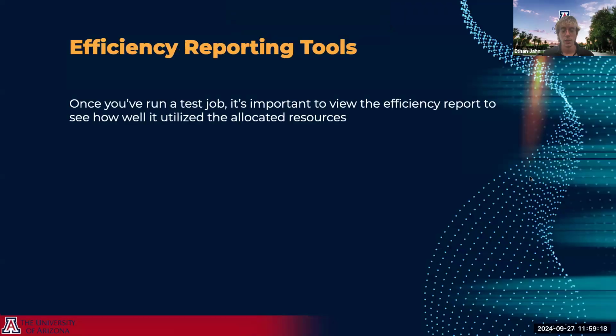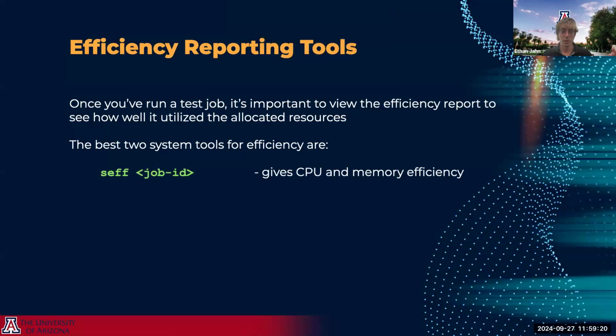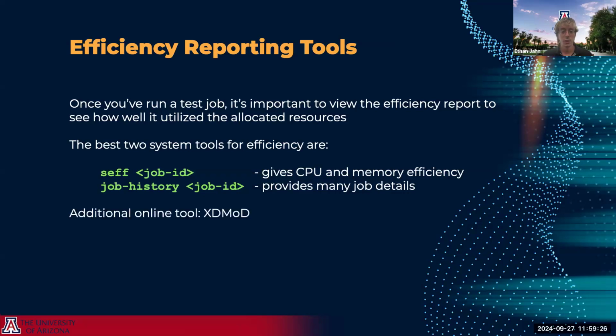So we went through that. We just talked about the efficiency reporting tools. We've talked about job history that gives other job details. There is an additional online tool called XDMoD. If you go to metrics.hpc.arizona.edu and log in, you'll see a graphical interface where you can go through and try to get some information.